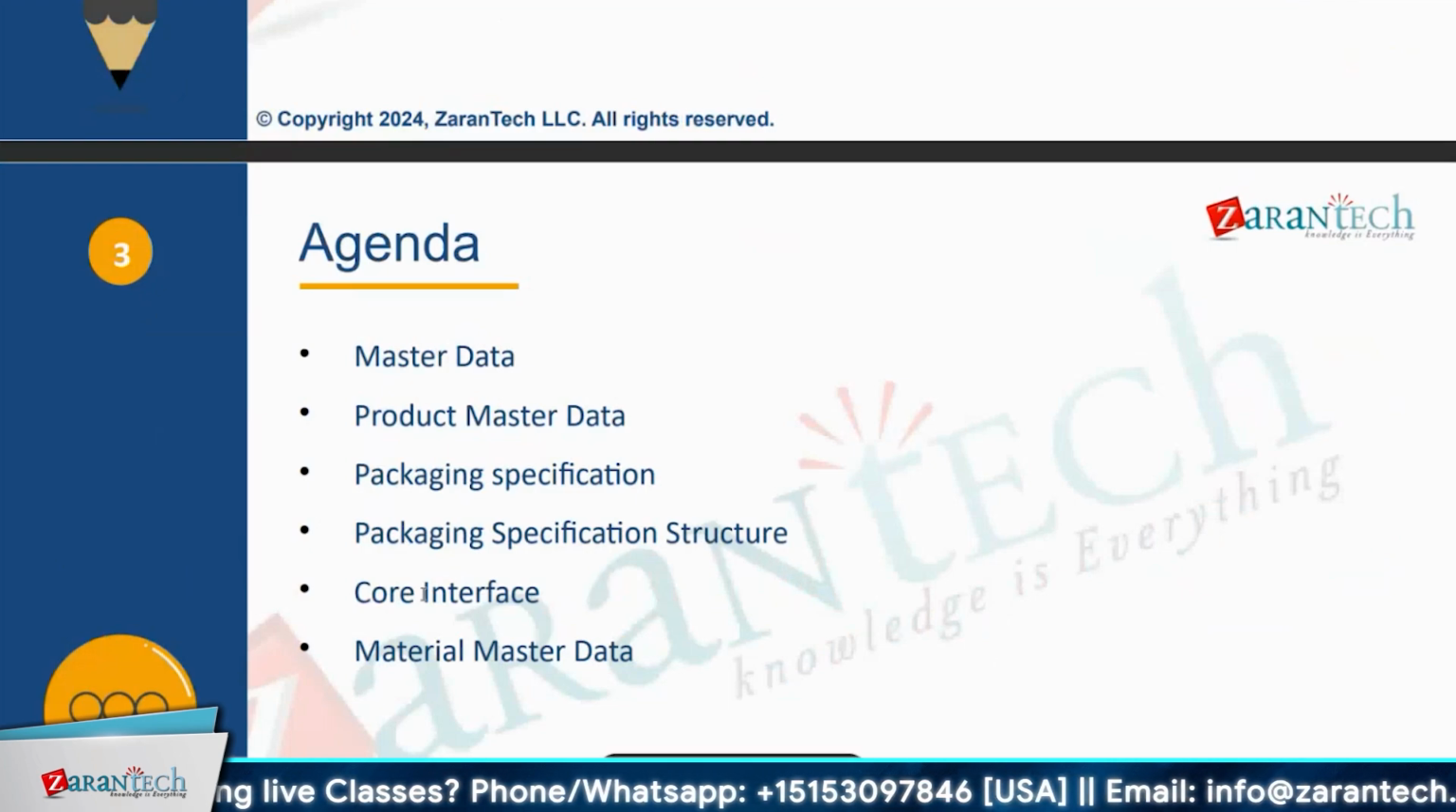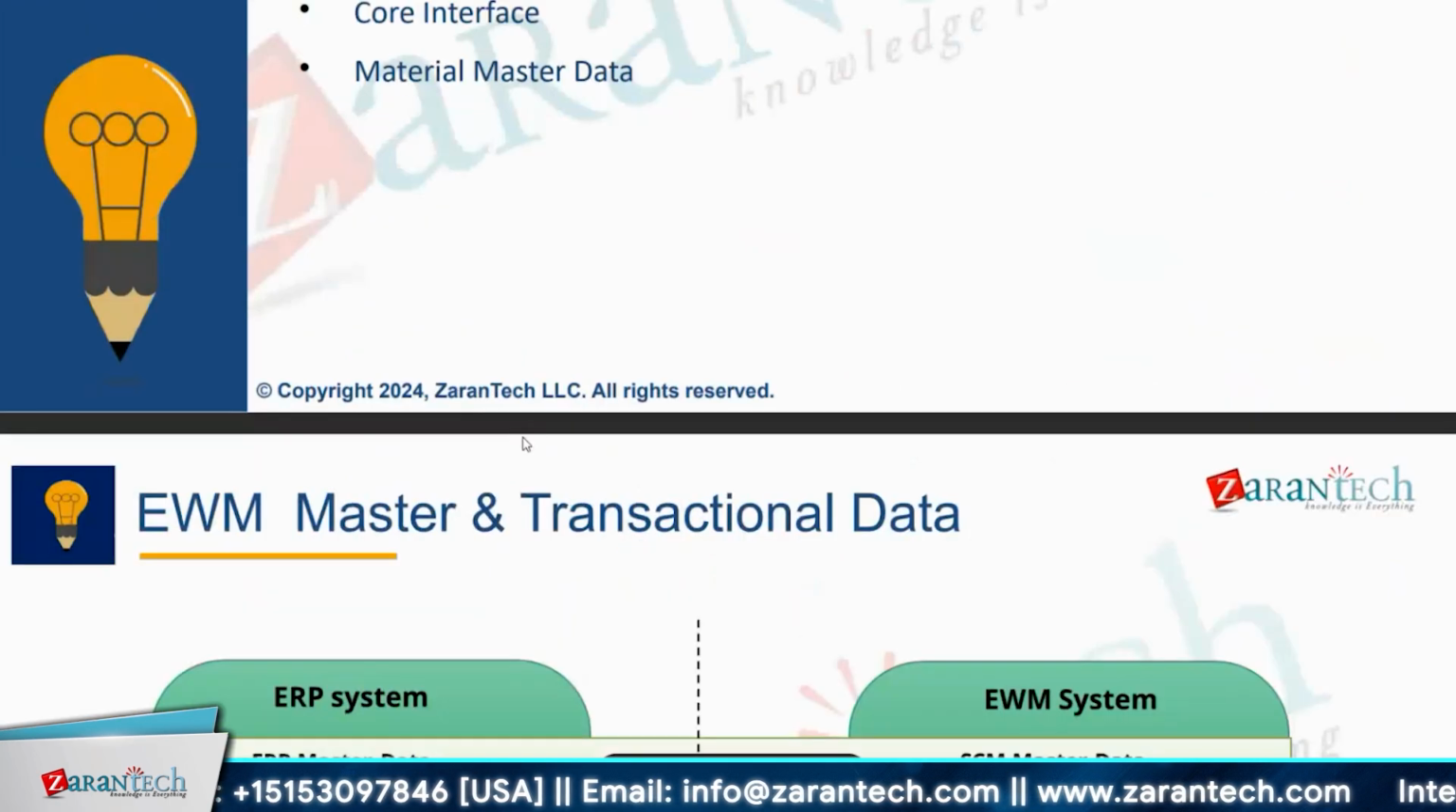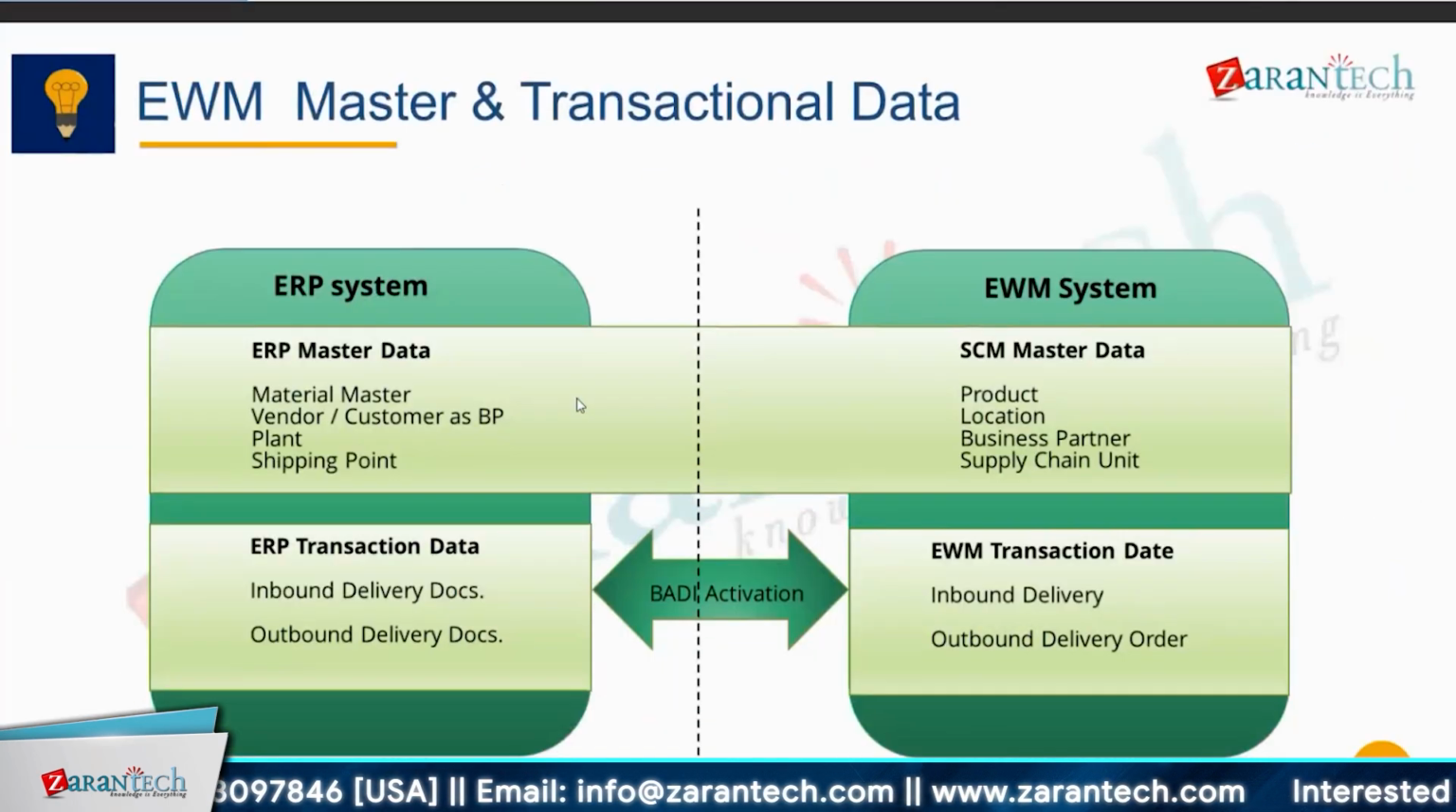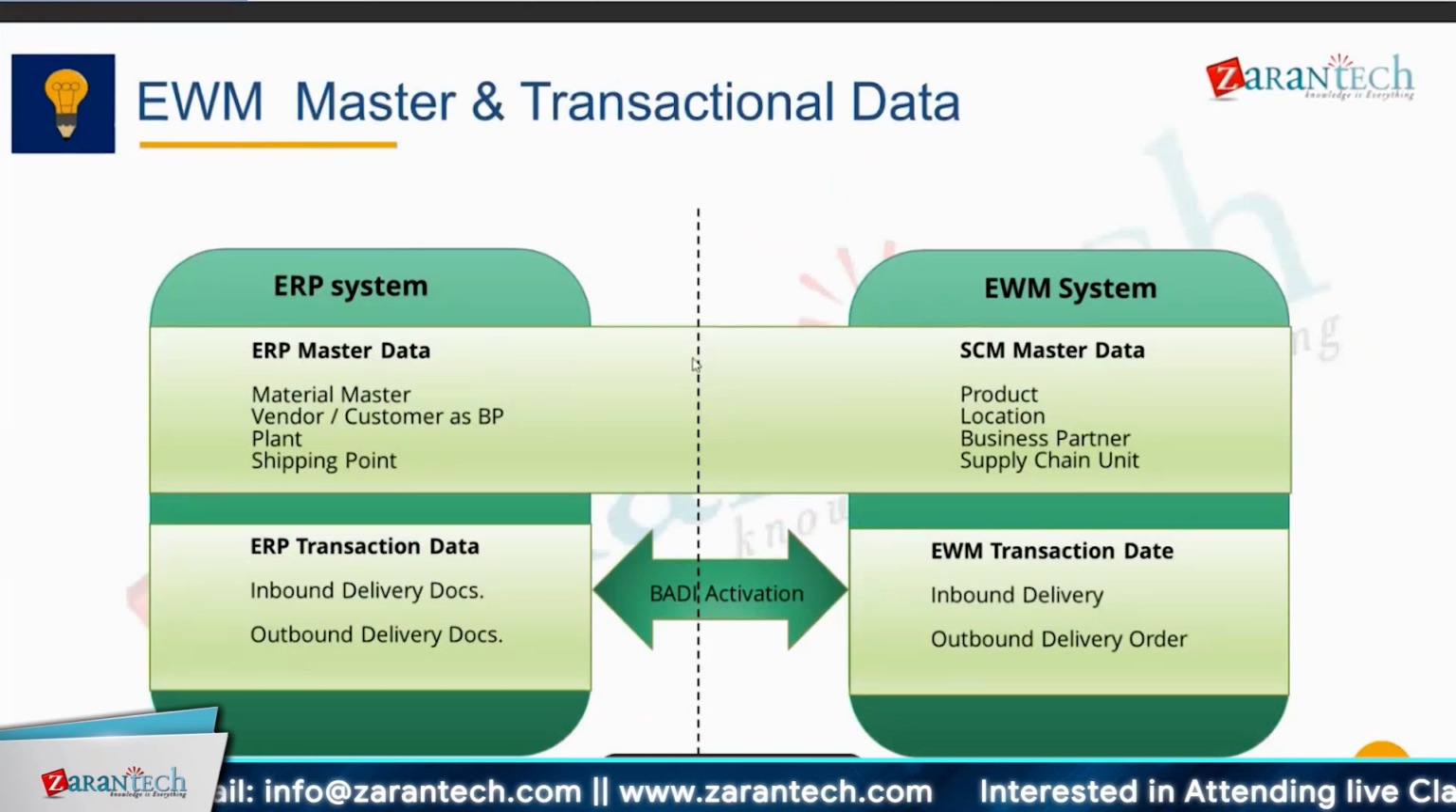Again, not everything is relevant for us, but we will see the product master data, packaging specification, and packaging specification structure also we will see. The business partner and product, that is fine. So we are going to see that as well. Okay, sorry. The most important, you can see the master data between ERP and EWM system.